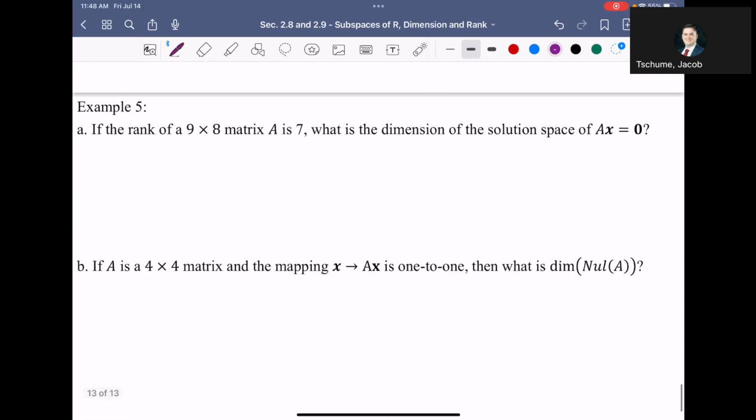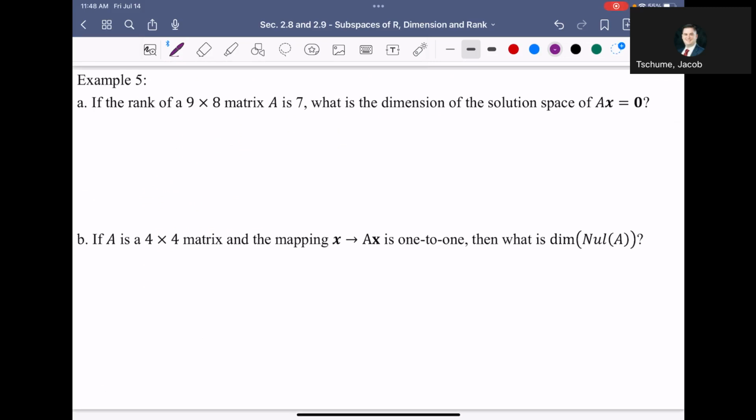So I just have a couple more examples here under number 5 that bring this back together. Let's see if we can answer these 2 questions to wrap this video up. Part A, if the rank of a 9x8 matrix A is 7, what is the dimension of the solution space of the homogeneous matrix equation?